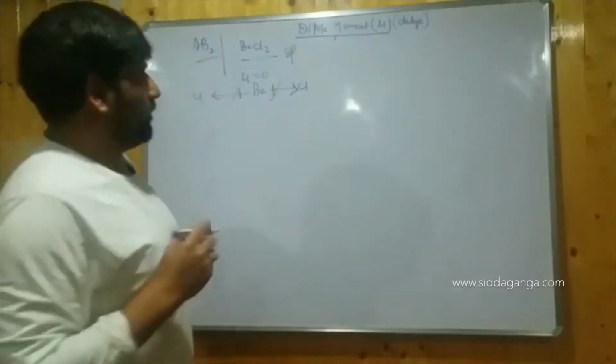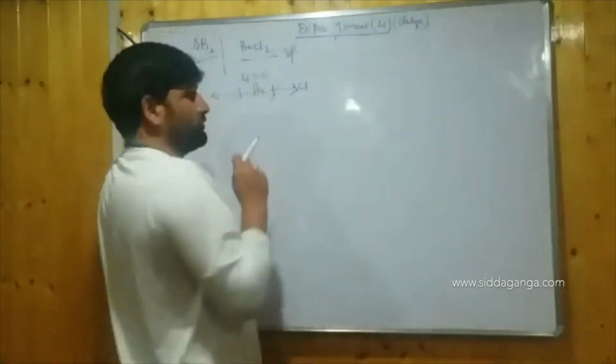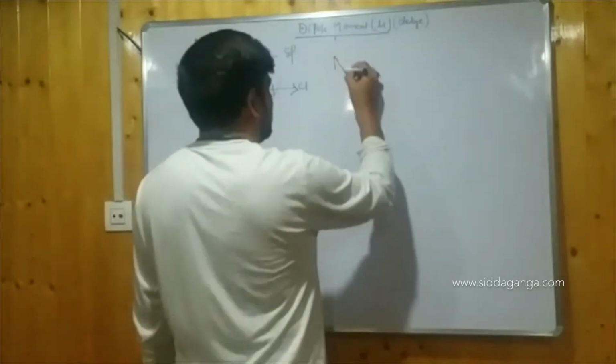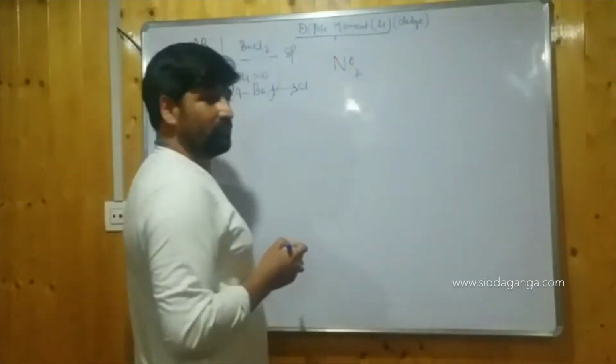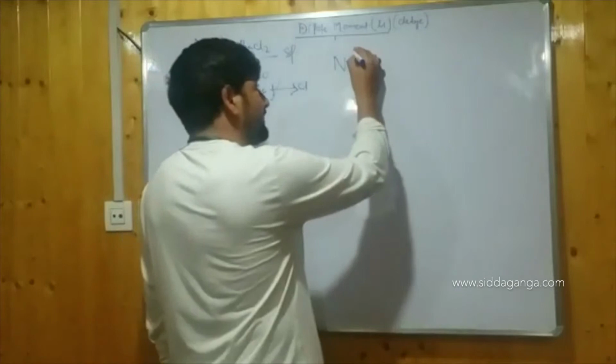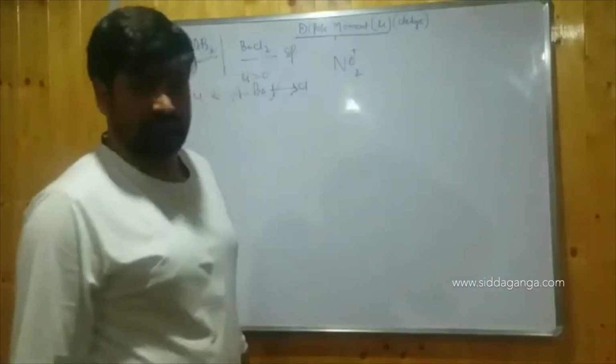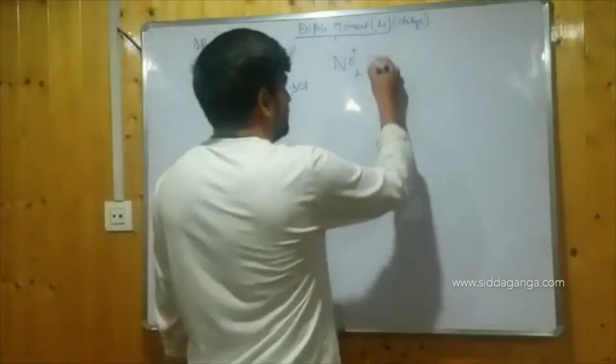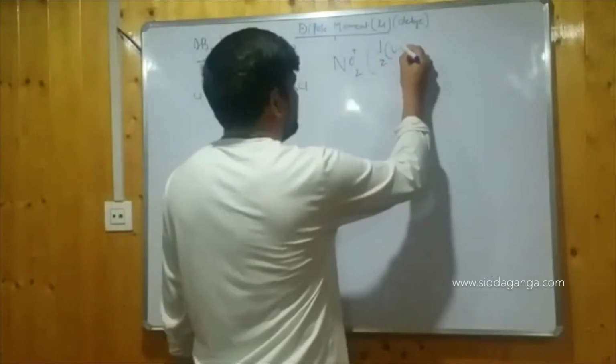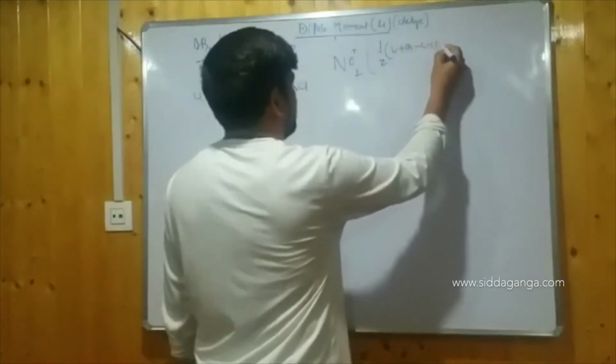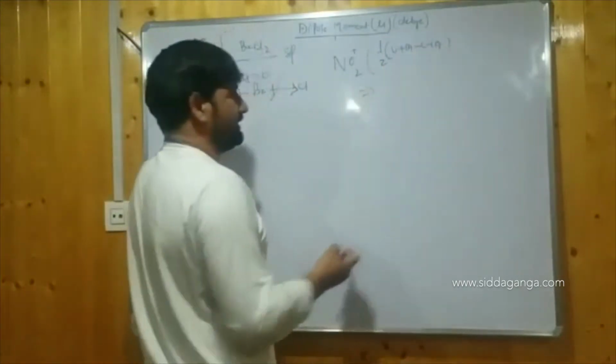Let us look at one more molecule which is also of AB2 type, but it's an ion now. Say we have NO2, but the charge is plus. Correct? Now let's have a look. 1/2 of V plus M minus C plus A. We all know it. In our last classes we have done it.